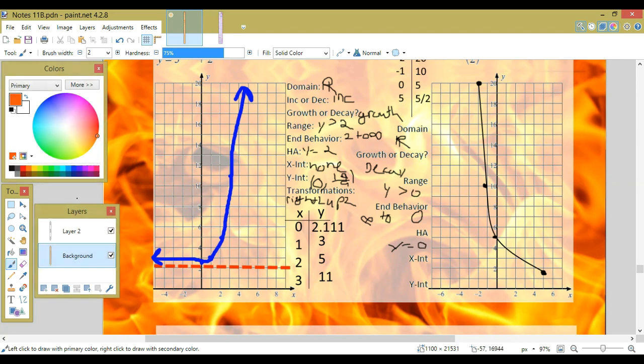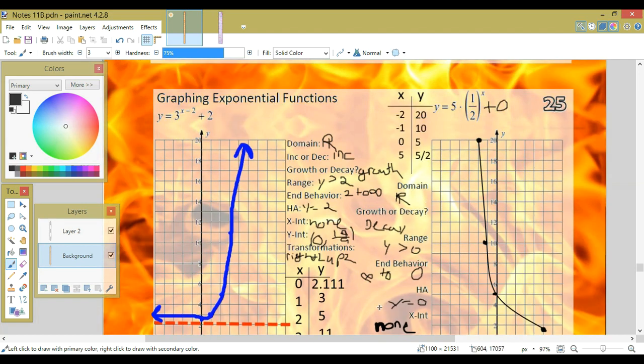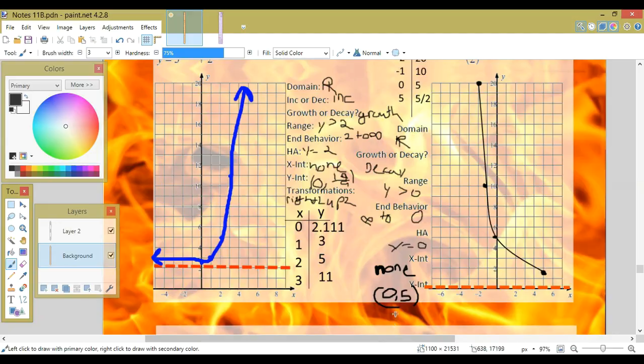Let's go ahead and draw that on our graph. And then the x-intercept, there is no x-intercept, so you put none. And then the y-intercept we found right here is (0, 5). Basically the y-intercept is (0, this number plus whatever this is). 5 plus 0 is still 5.